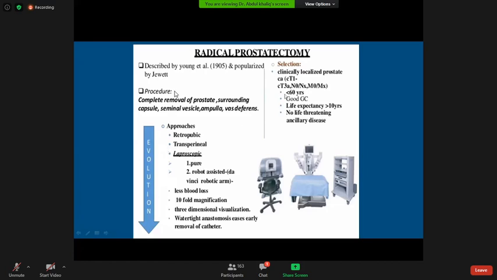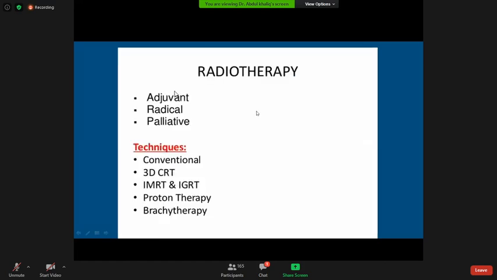The selection of the patient is clinically localized prostate cancer, so early disease, T3A, N0, M0, age less than 60 years, good general condition, life expectancy more than 10 years, and no life threatening ancillary disease. This is the criteria by which we select the patient for radical prostatectomy. Again, it is the complete removal of the prostate, surrounding capsule, seminal vesicles, ampulla, and the vas deferens. The radiotherapy is adjuvant, radical, or palliative. These are the techniques by which we give the radiotherapy.